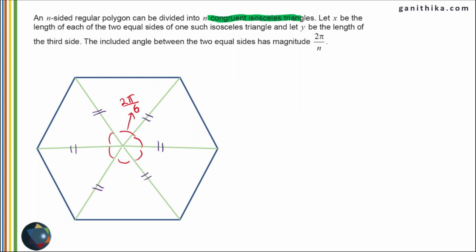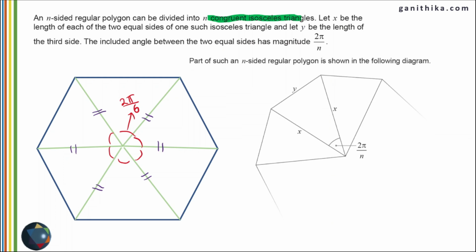Therefore, the triangle has an angle of 2 pi over 6 in each of them. This is also shown by a diagram in the question itself. Since this is given for an n-sided regular polygon, it will be helpful if you understand this by using a simpler polygon such as a pentagon or hexagon as I drew now. So, for an n-sided polygon, you can see an isosceles triangle with x as the equal sides and y as the side of the polygon.